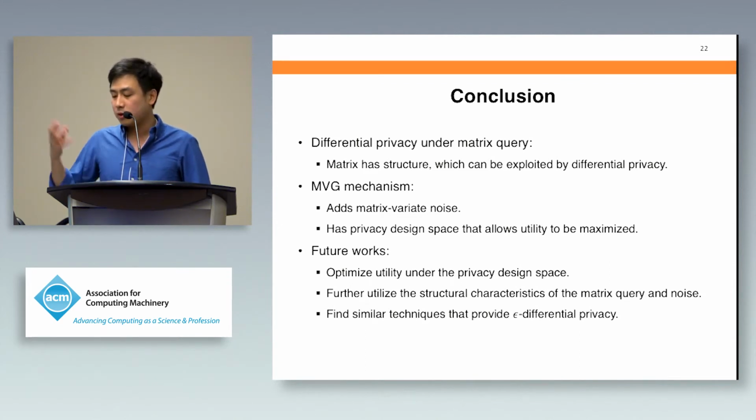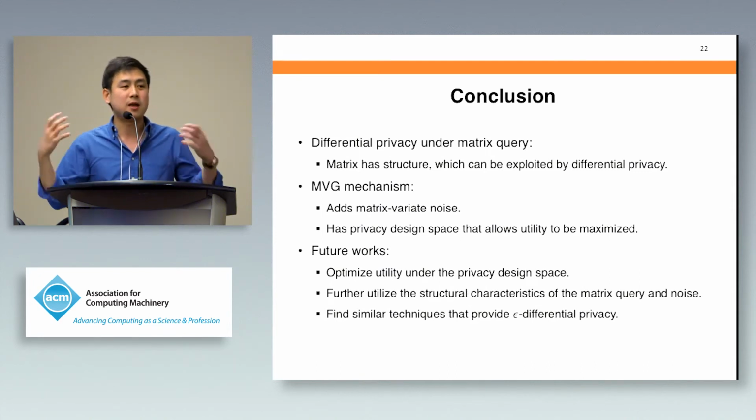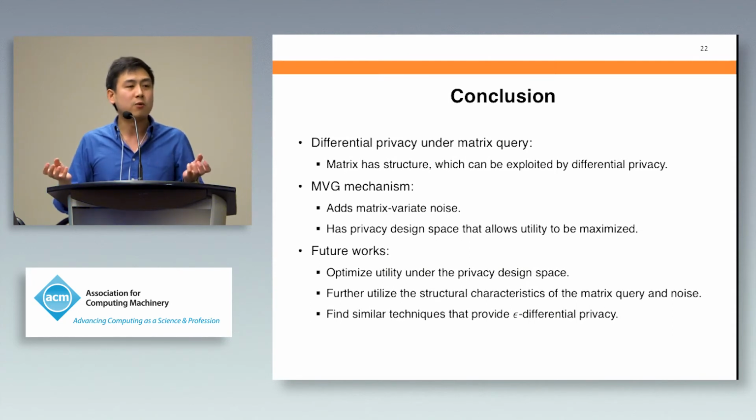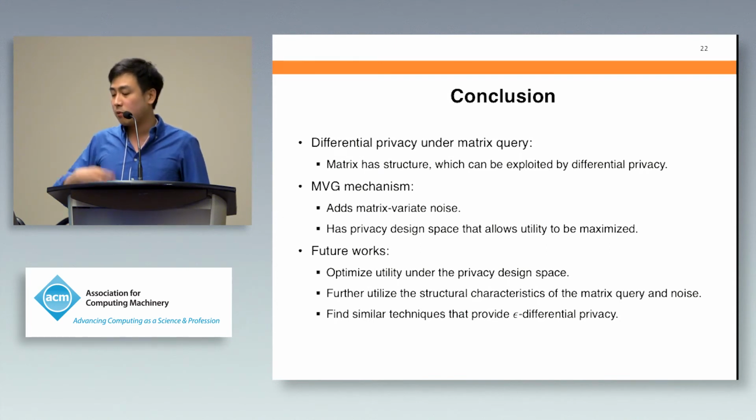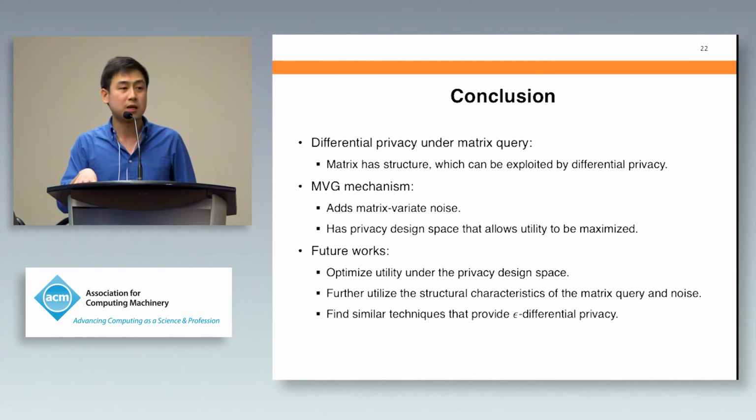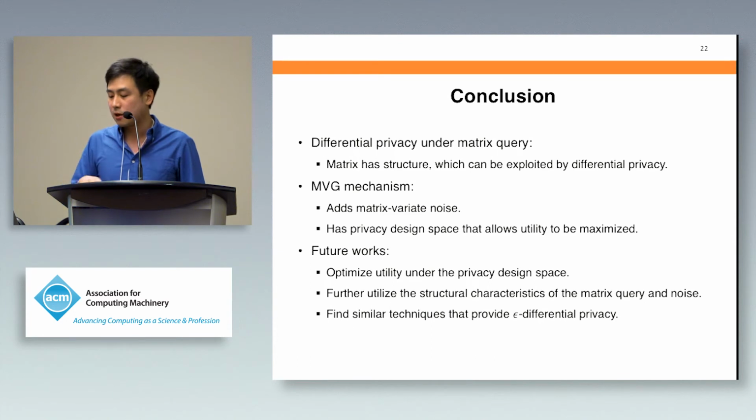And finally, I want to conclude with the future work. At least our vision for this work is that it would be a sort of framework for a lot of future work on differential privacy and matrix query. One way to do so is to think about optimizing the utility under the privacy design space. As mentioned, you can do it by looking at directions of the noise, etc.